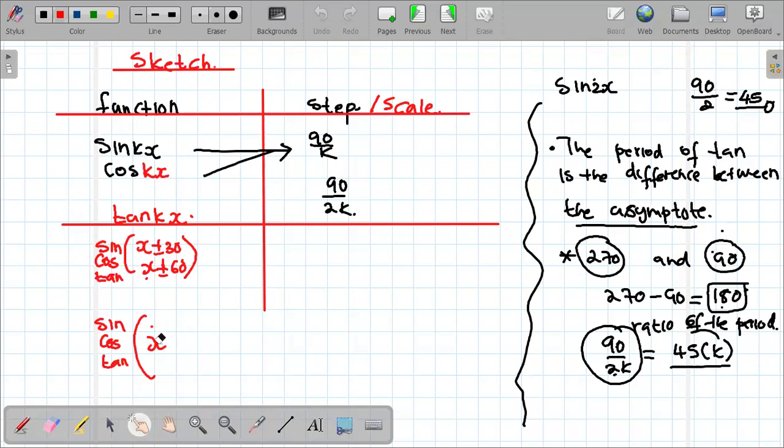Okay, but what happens now if you have x plus or minus 45? What will be the step? Okay, let me just extend my board. What will be if you have x plus or minus 30, x plus or minus 60, your step will just be 30. But if you have x plus or minus 45, your step will be just 45 degrees.